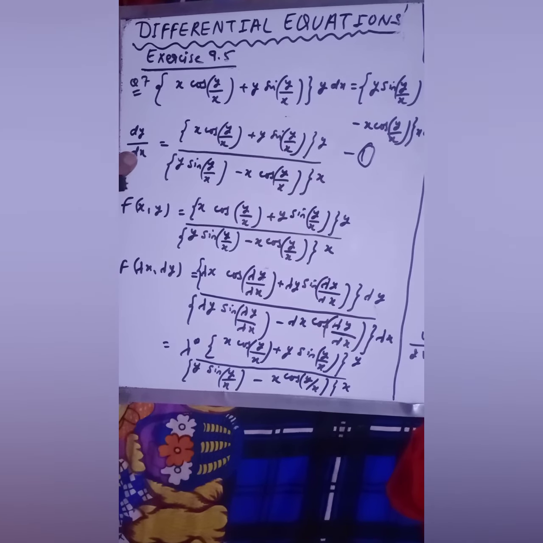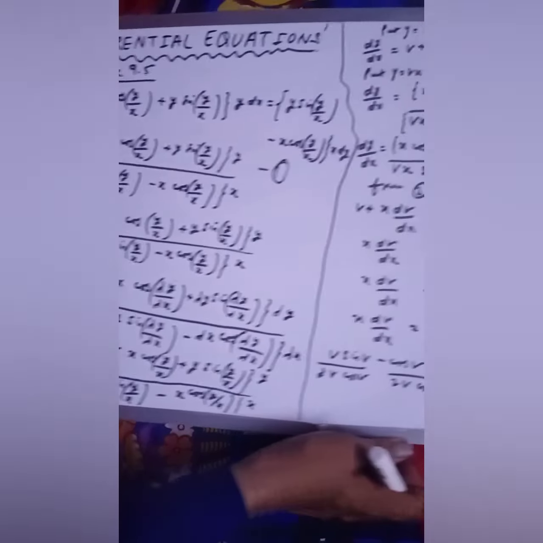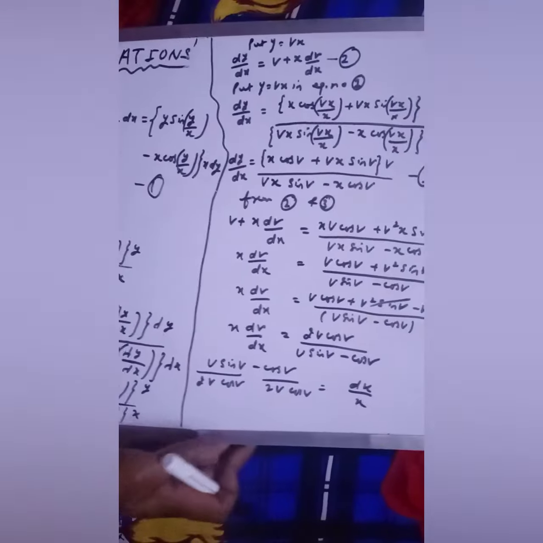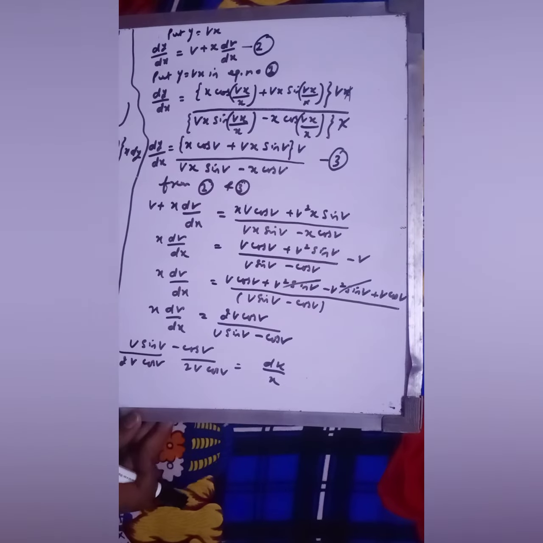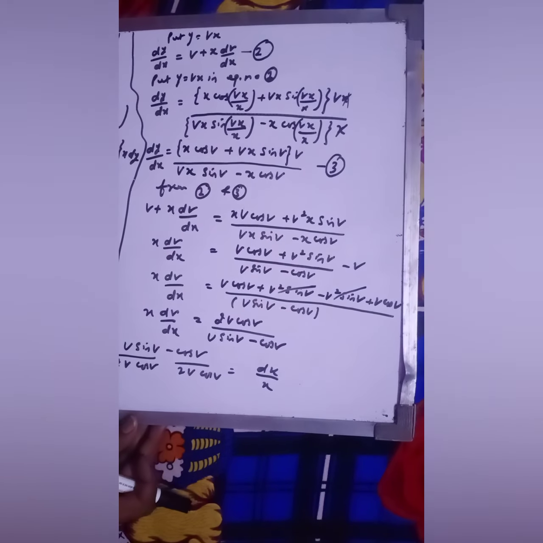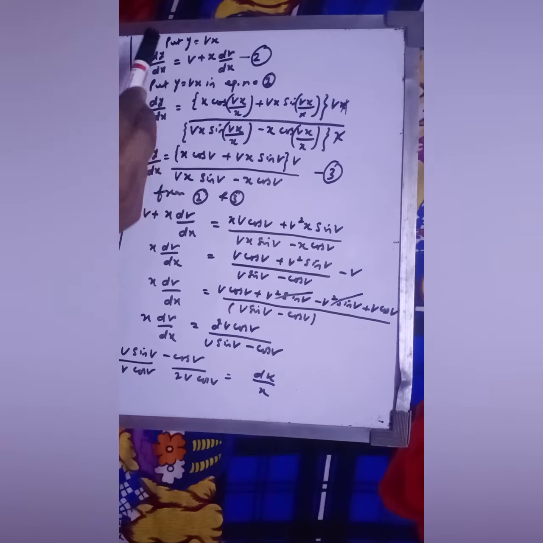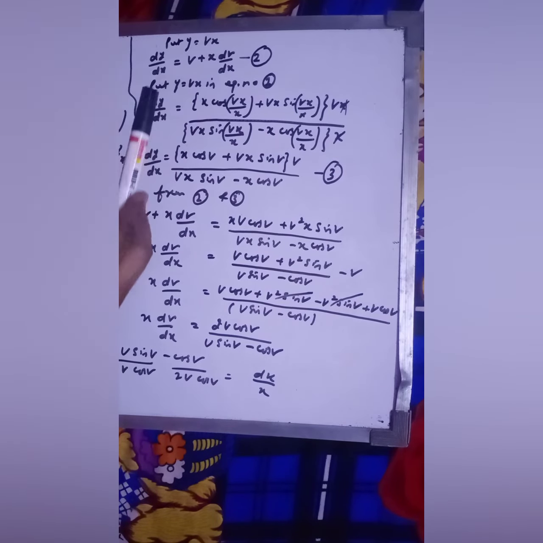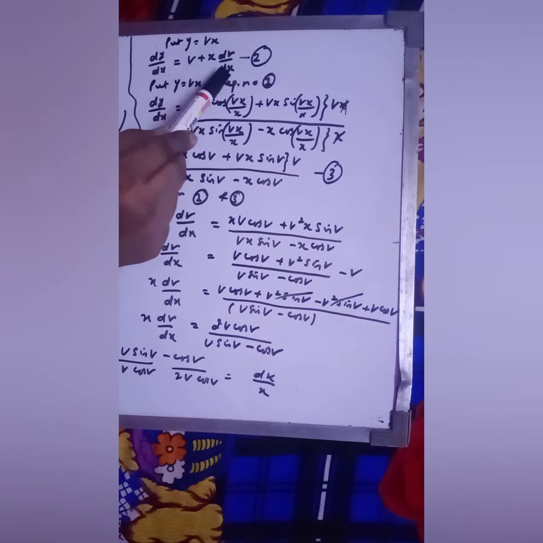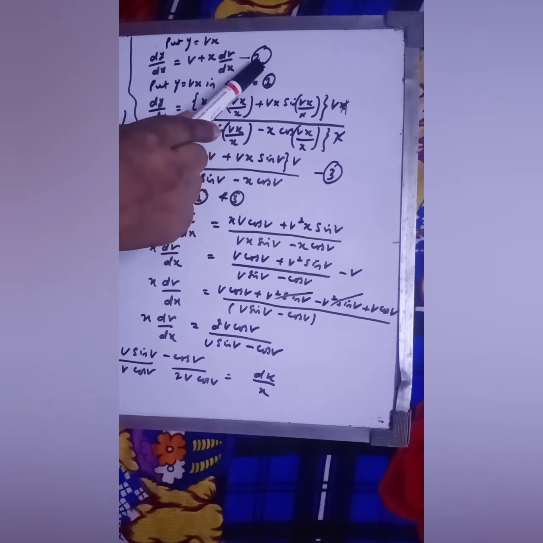See, so this is your equation number 1. Okay, so in the next step what you have to do, see, yes, now we are putting y equals vx. So you have to differentiate this equation. dy by dx will be v plus x dv by dx. You have to apply product rule here. So this will be the second equation.